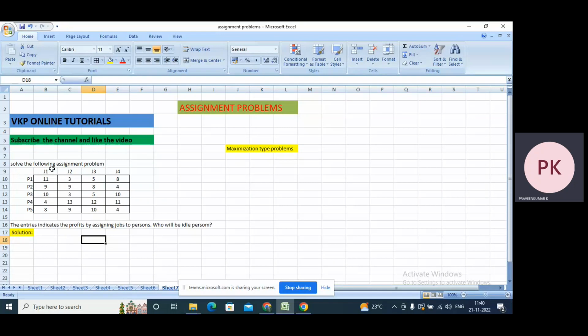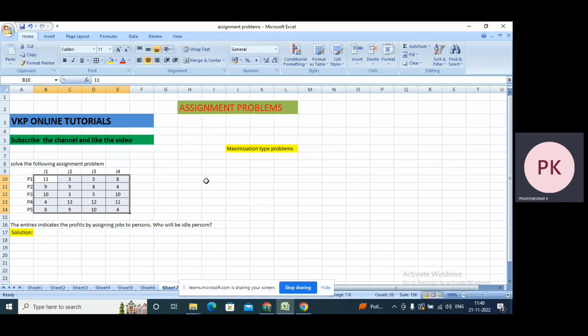In this problem, it says solve the following assignment problem, the given matrix entries indicate the profit. Profit means this problem belongs to maximization. Whenever they mention profit, those problems belong to maximization type. And we need to find who will be the ideal person for this assignment problem.